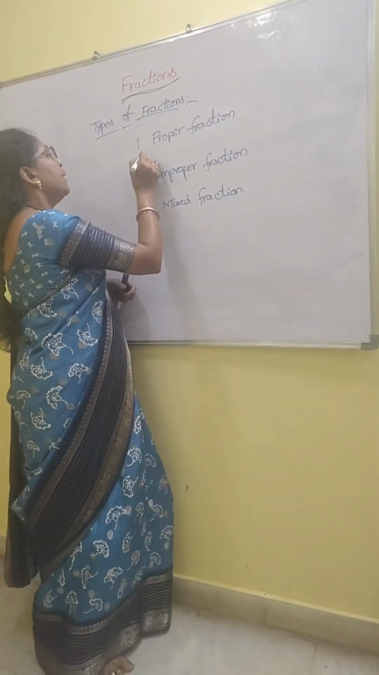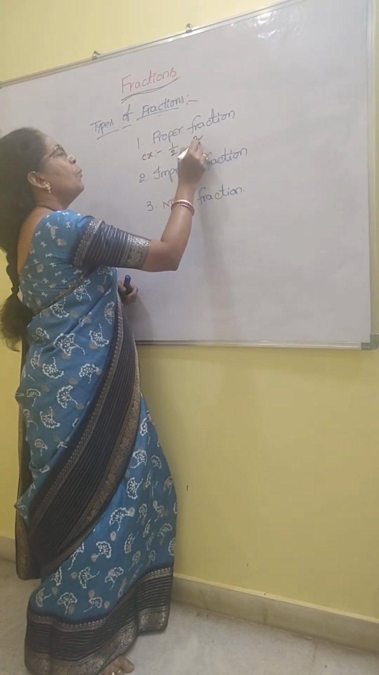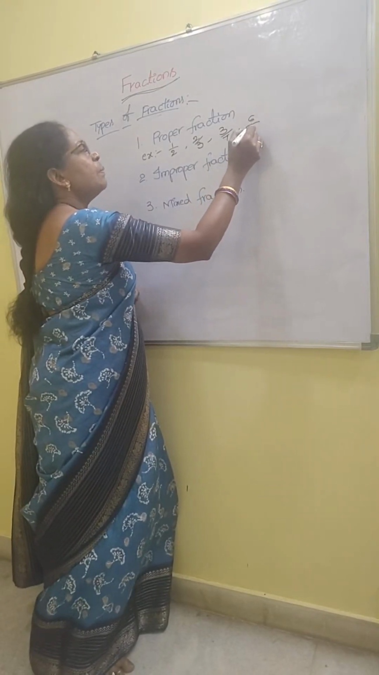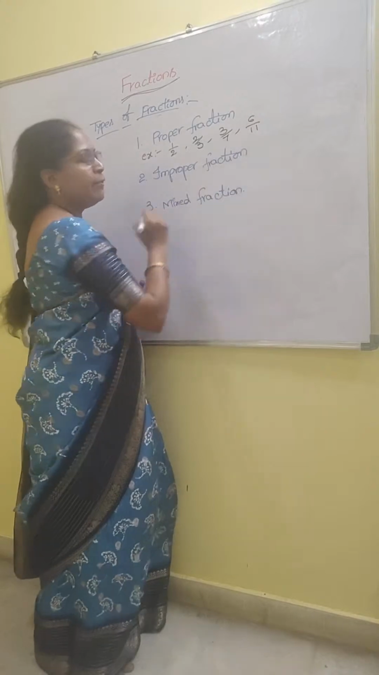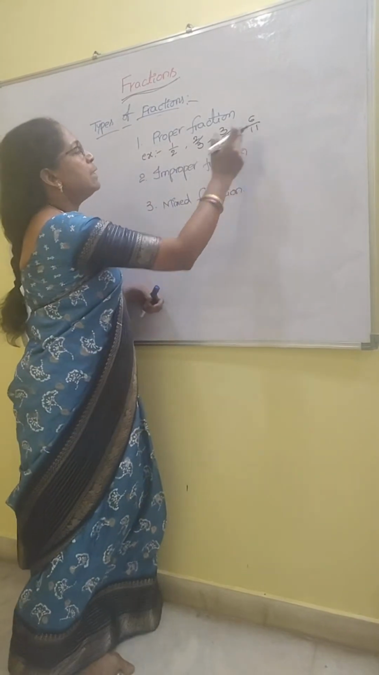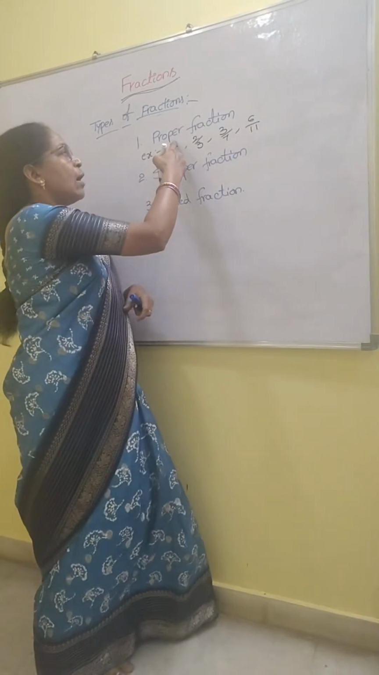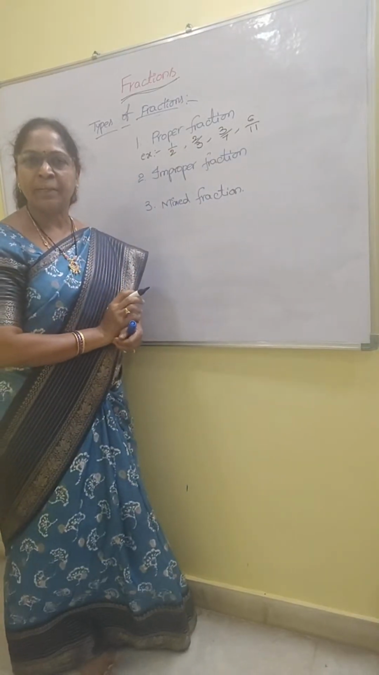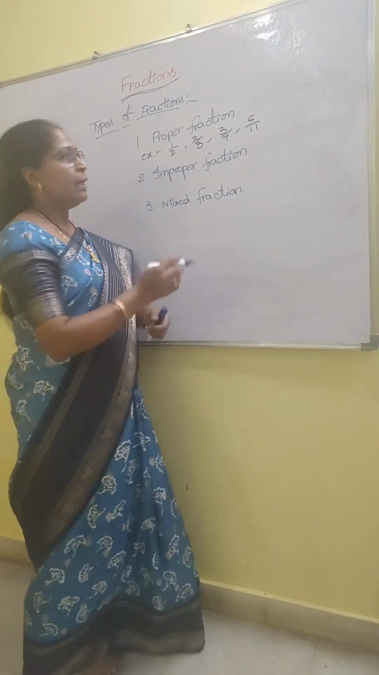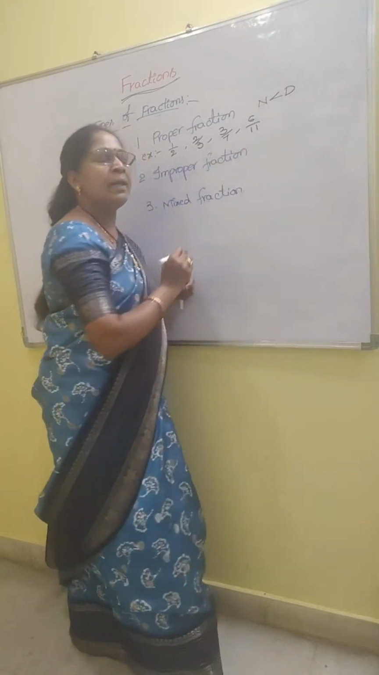For example, examples of proper fractions are 1 by 2 or 2 by 3 or 3 by 7 or 6 by 11. Anyone we can write. So if you observe these examples, then we can understand here numerator value is always less than the denominator. These fractions we call it as proper fractions. That means here numerator is less than denominator.